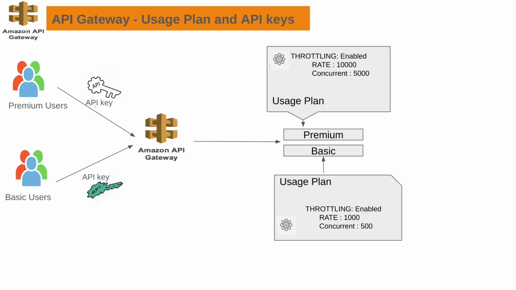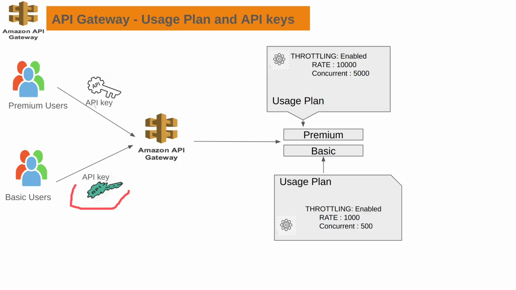header, and when you see this API key in the header, you can redirect them to the premium usage plan. And if you see this other API key in the header, then you can redirect them to the basic usage plan. So this is the way you can manage the usage plan in the API gateway for your premium user or your basic user.